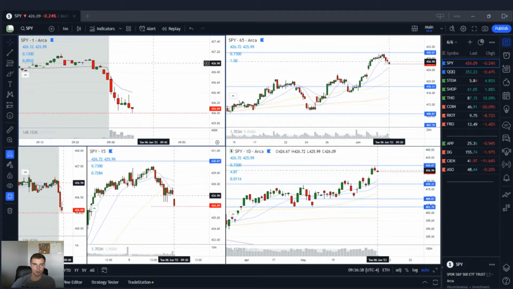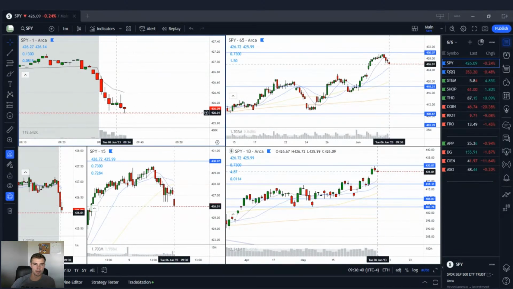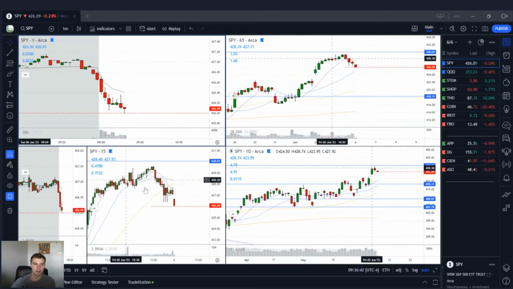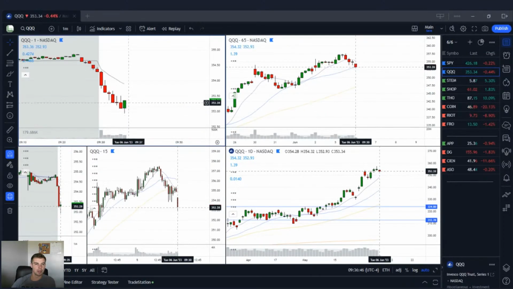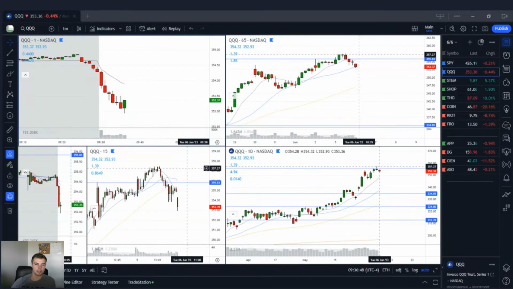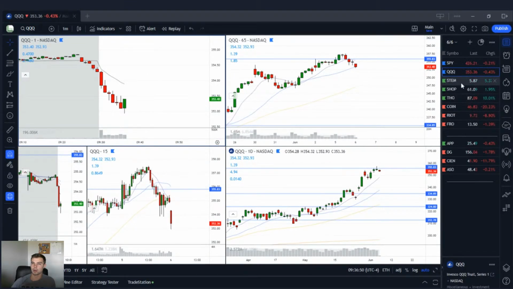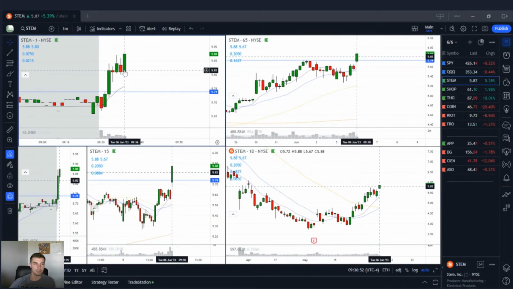SPY and Qs have sold off to start the day, pulling into that 426 spot. We'll see if we bounce here at all. Looks like we're going to get some sort of bounce to this whole number on the SPY and the Qs. So, guys, watch this Stim. It's not going to rest, is it?